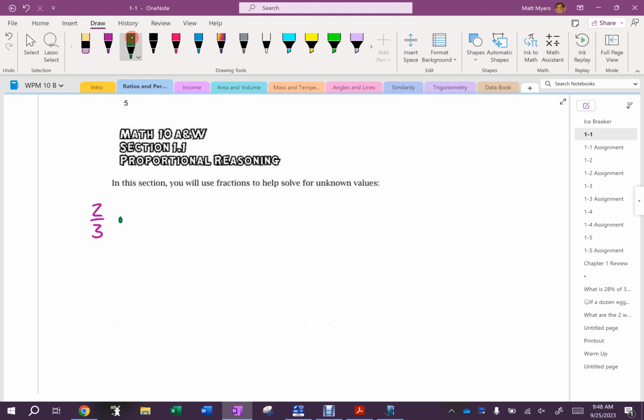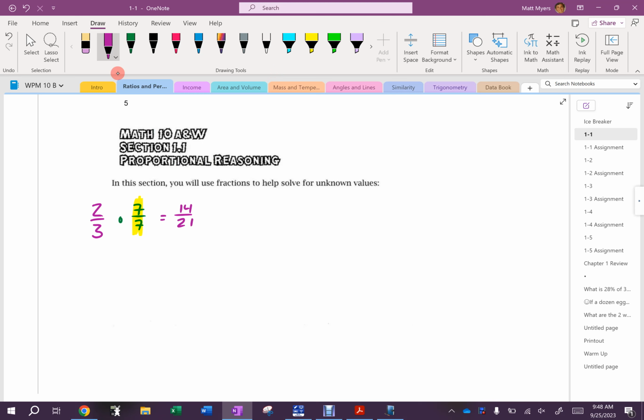7. If I multiply by 7 over 7, isn't that 1? Yes. And multiplying by 1 doesn't change the value, does it? No, it just changes what it looks like. And this would become 14 over 21. And you all know that already.